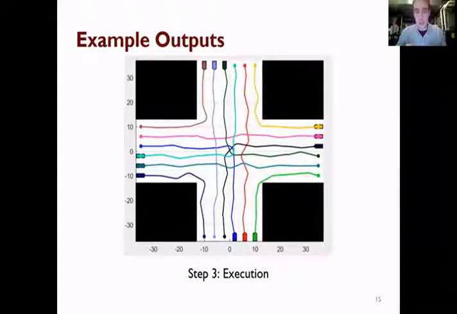And the third step is execution of the paths right here. So what you'll see here is that although routes come very close to each other, they do not collide with one another, and they're able to reach their respective initial and final configuration safely.